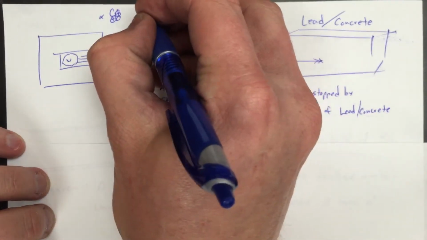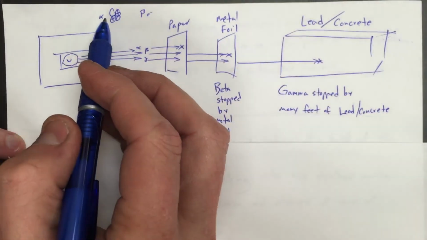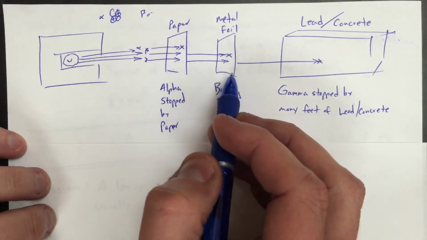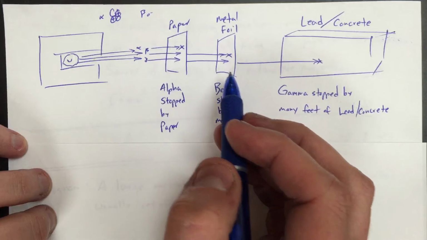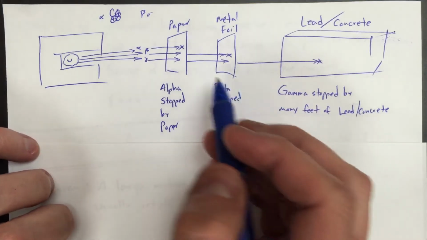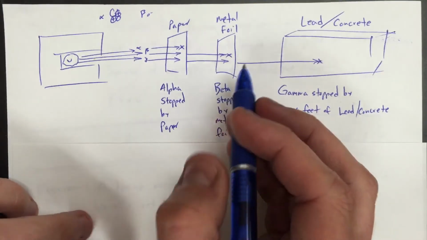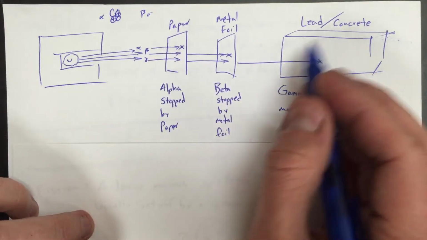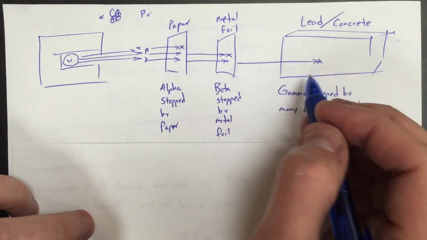Beta particles, however, are smaller. Beta particles are electrons. They're quite a bit smaller than these particles, and so they can go straight through paper, and they're stopped by metal foil, having to do with the density of the metal foil and the electrons and other stuff that we don't need to worry about right now. So metal foil stops beta particles. And then lead or concrete can stop gamma particles.